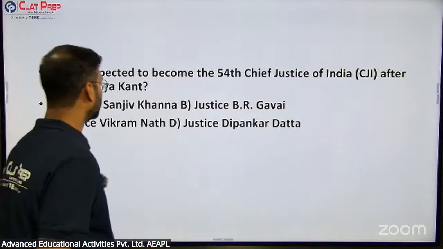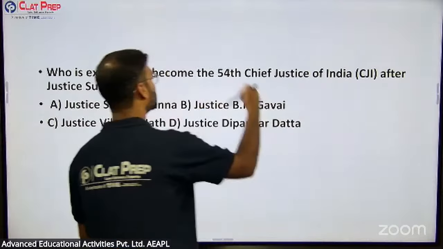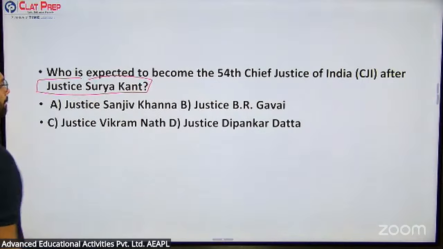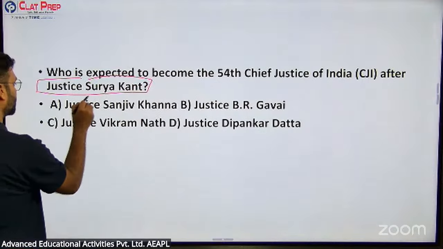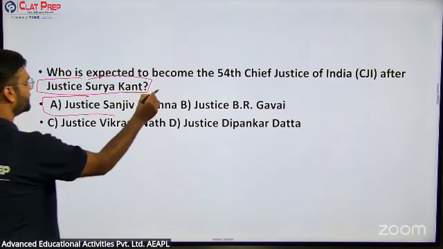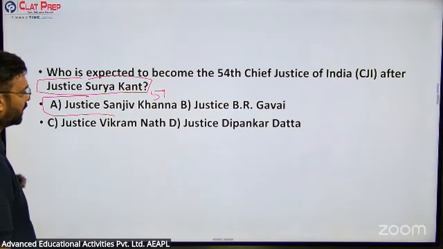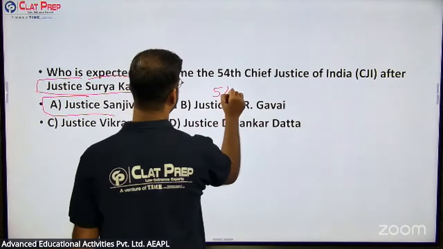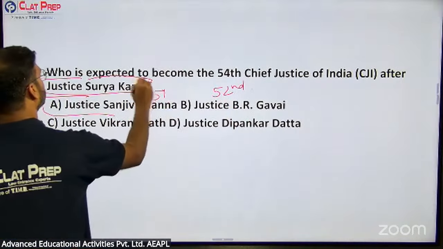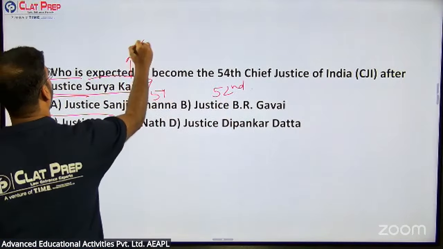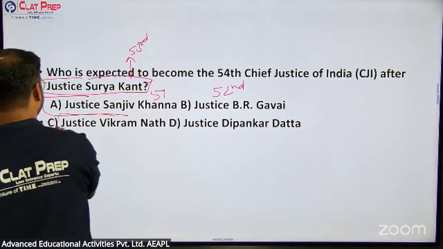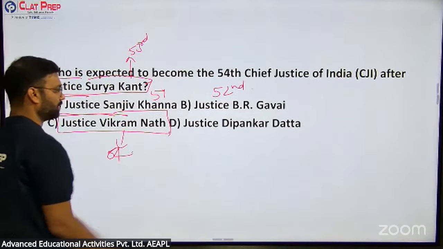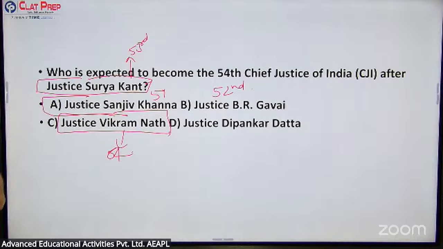All right, next question. Very important question again. Who is expected to become the next CJI of India after Justice Suryakant retires? Now, of course, Justice Sanjeev Khanna was, I think, the 51st CJI. I think after that, B.R. Gavai became the 52nd. Justice Suryakant is the 53rd. And the 54th CJI is going to be Justice Vikram Nath. Right? Justice Vikram Nath is going to be the 54th CJI.